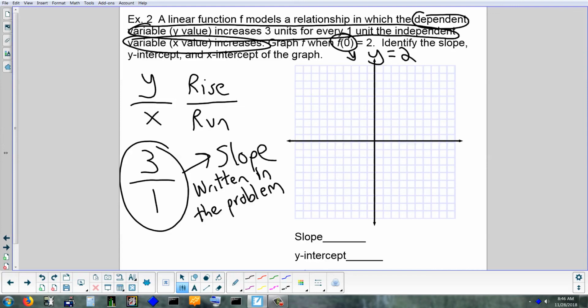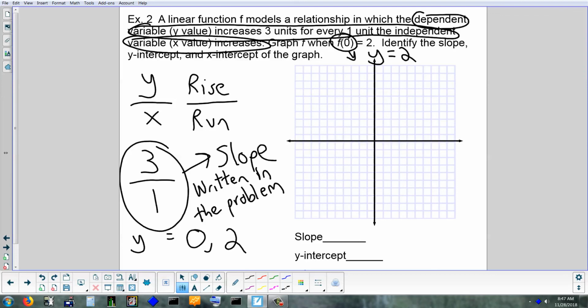What's my x-coordinate going to be? 0. All right? So my y, when x is 0, y is 2. So to graph, we need two things.